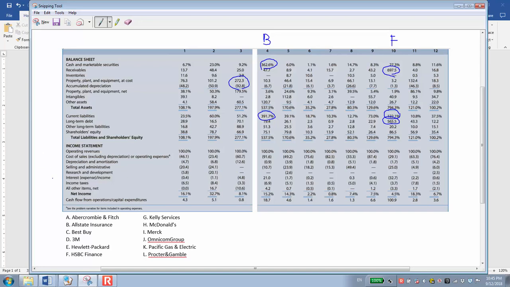We find one, which is actually the gas and electric utility companies. A utility company requires large initial investments. So that's a typical pattern of utility companies, a very huge amount of property, plant, equipment. So this is company K.